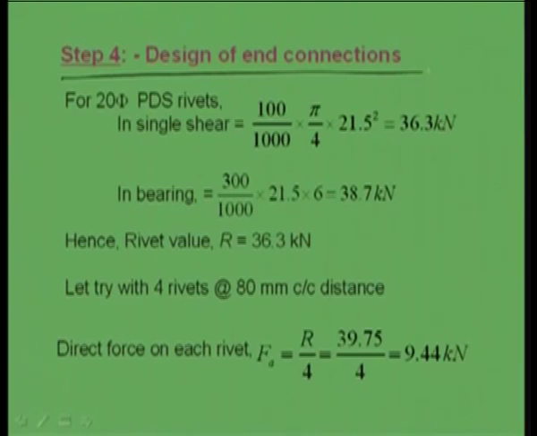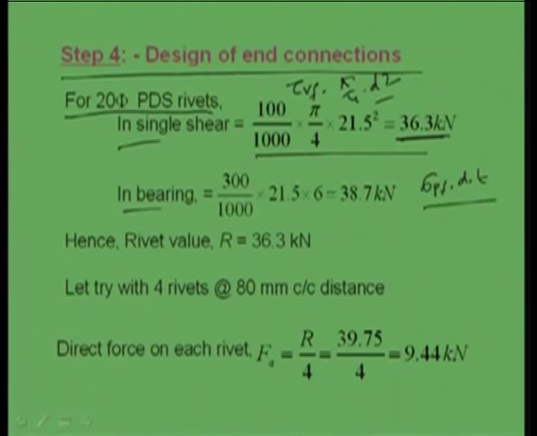Next, what we will do? Now, we will go for design of end connections. So, in case of end connections, if we use 20 mm power driven shop rivet, then in single shear the rivet value will become tau Vf into pi by 4 into d square, where d is the gross diameter 21.5. So, this is coming 36.3 kilonewton, and in bearing this will be sigma Pf into d into t. So, if I put the value sigma Pf as 300, d is 21.5 and t is the thickness 6, this is coming 38.7. Hence, the rivet value will become the lesser of these two, that is 36.3 kilonewton. So, rivet value also we are going to get.